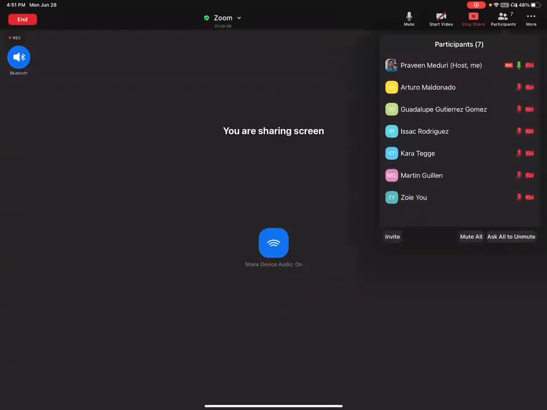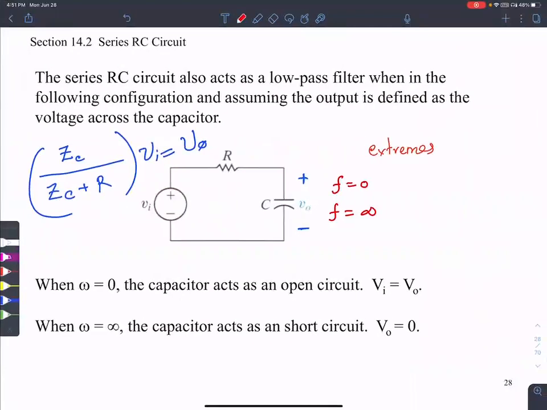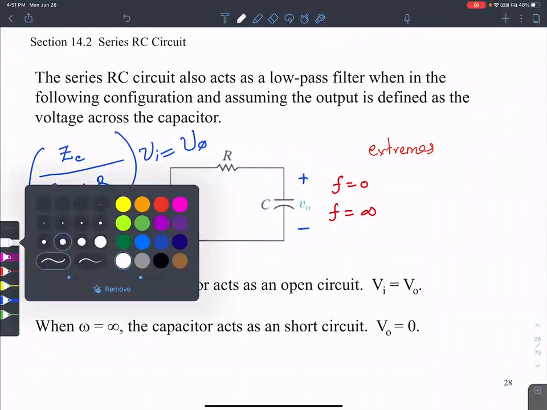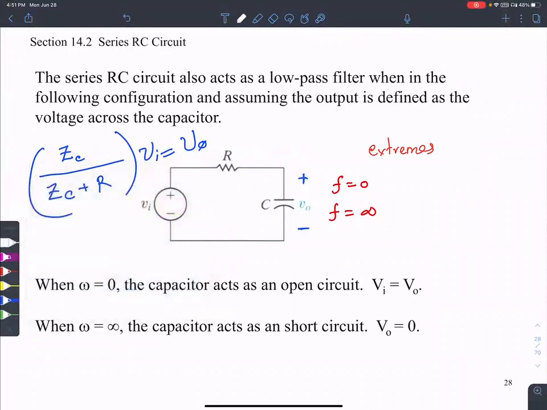Everybody with me? When the frequency of the input is 0, or DC, when you're applying a DC voltage, what happens to the capacitance? Does it act as a short or does it act as an open circuit?